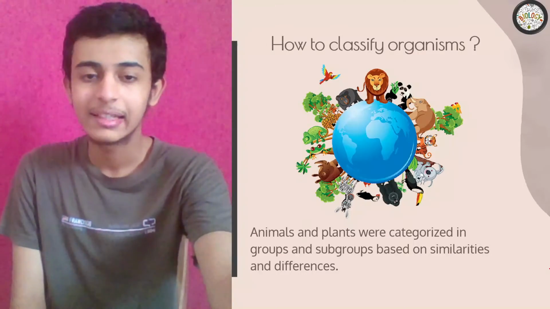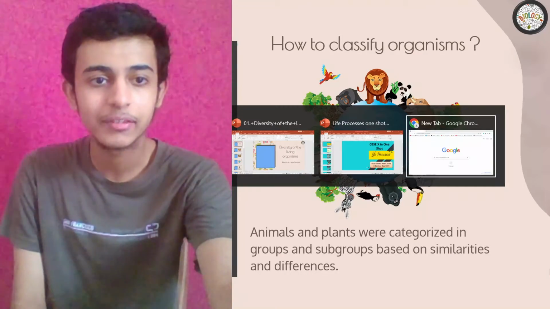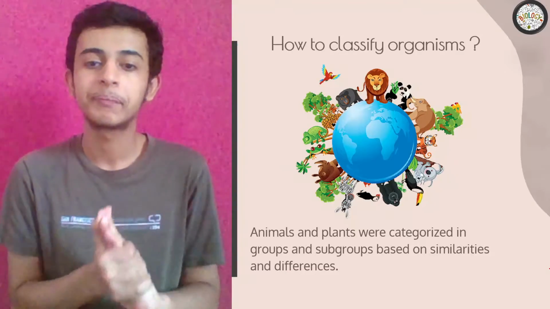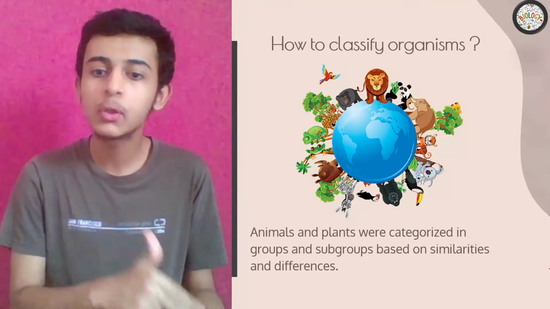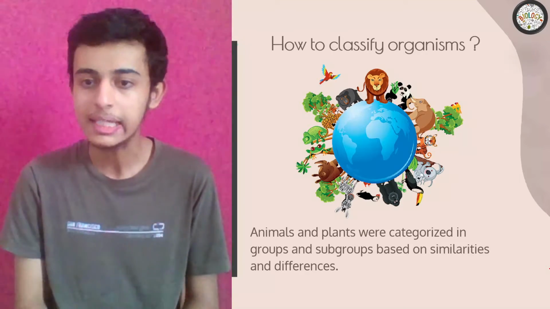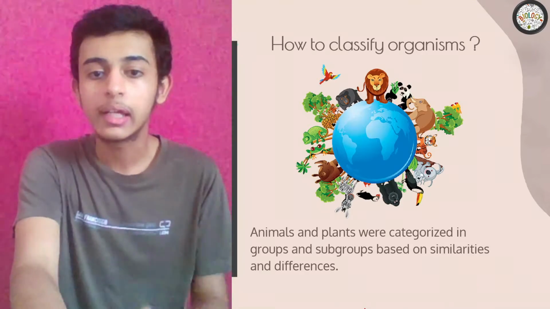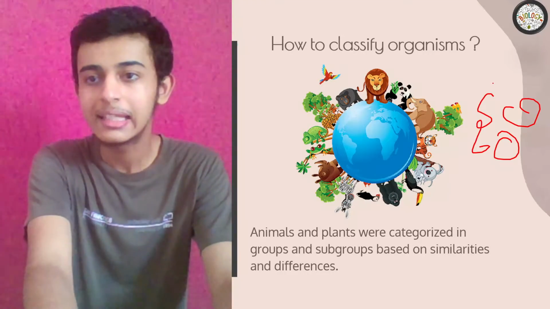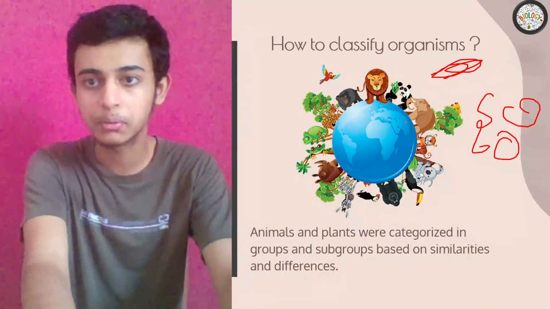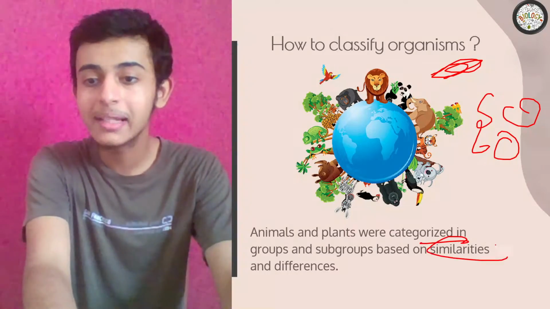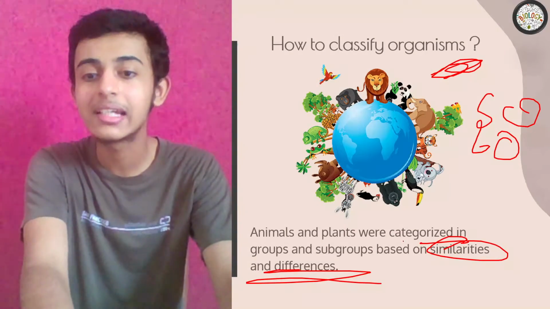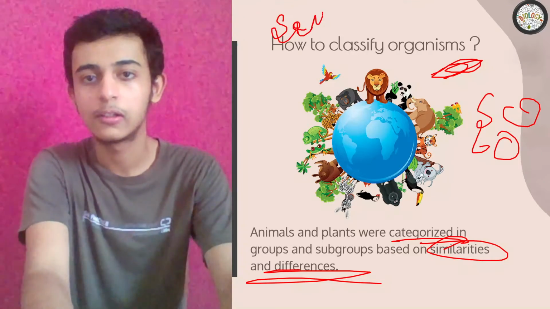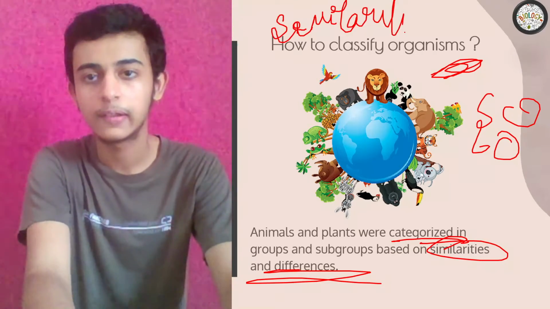Any idea? Screen is visible, right? Visible. Perfecto, guys. Animals and plants were categorized in groups and subgroups based on similarities and differences. Let's say if two animals are having some kind of similarity, then they are put under one group or subgroup. So based on the similarities and differences, they were categorized. The criteria, the similarities. Clear now?